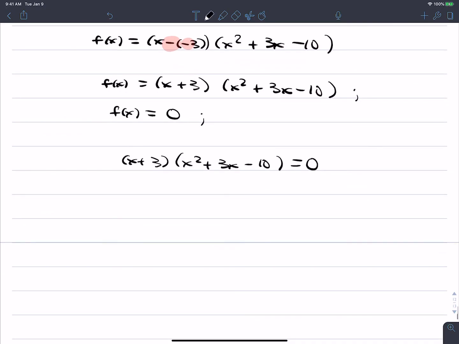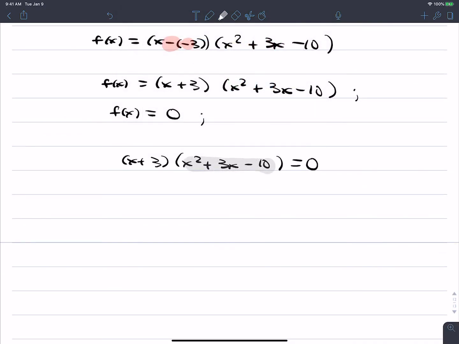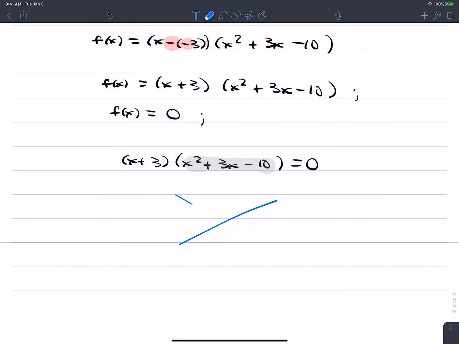So if you're kind of awake with this, notice that we really just need to actually factor this and use the zero product rule. So let's factor and use your favorite technique, right?